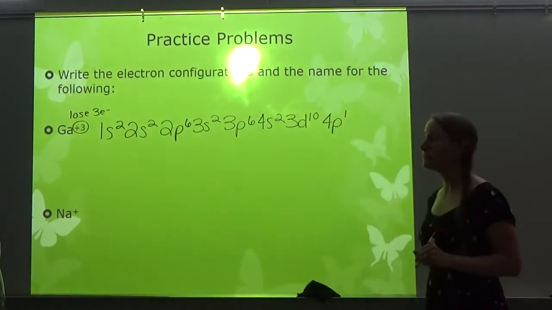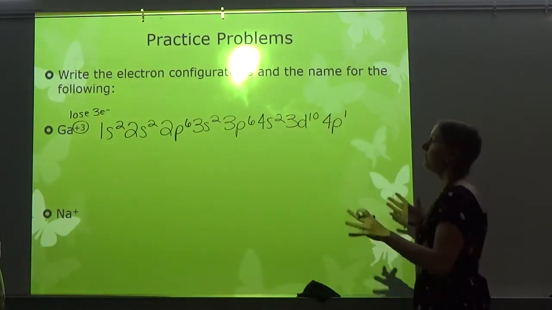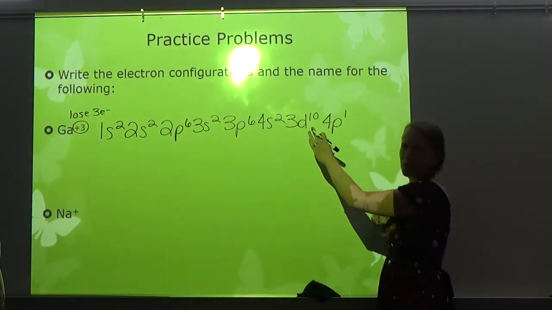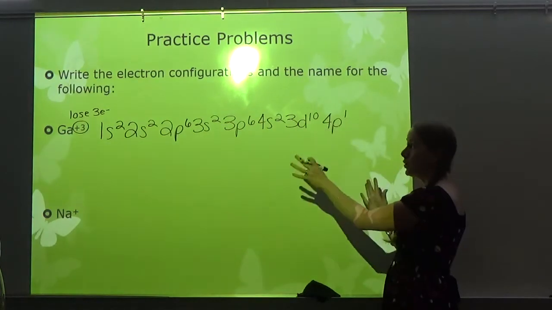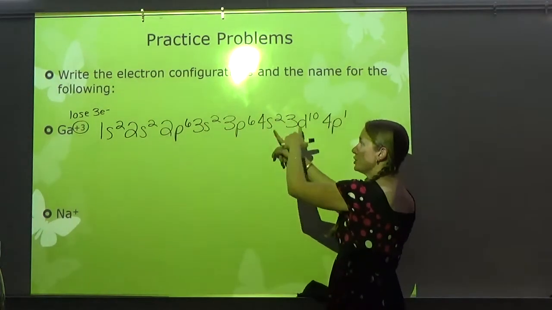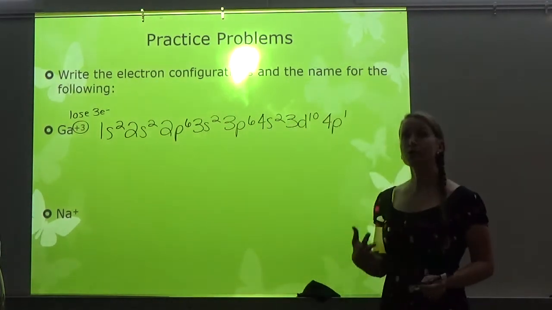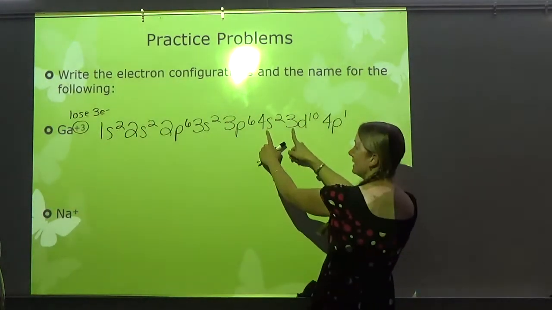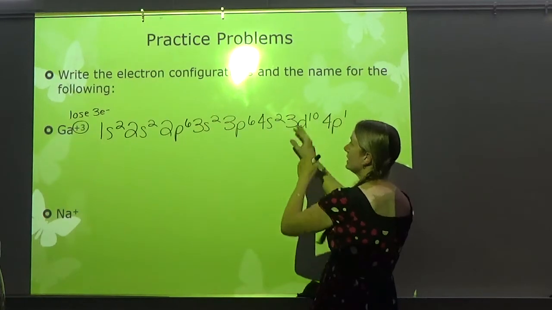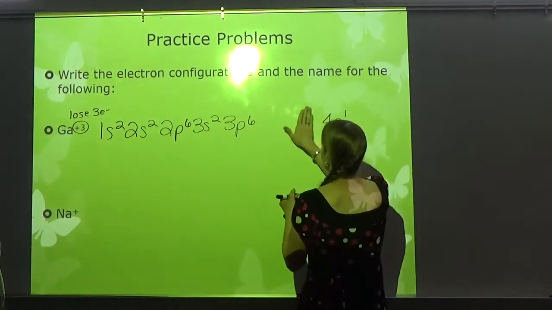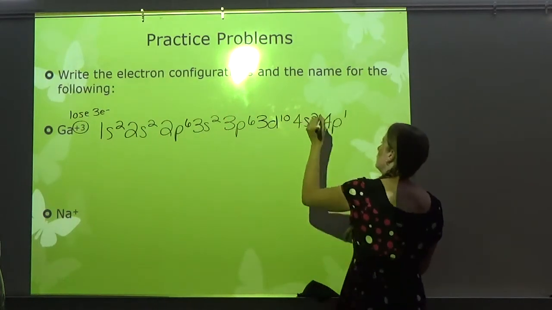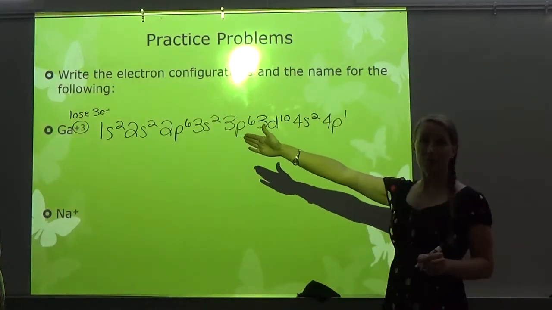All right, so we got a positive 3 charge. But before I start taking away, I obviously know I'm going to have to get rid of 4p, but then it's like, okay, well, did I take away from 3d? No, because we have not rearranged yet. Okay, so it's very important to rearrange before you start removing electrons. All right, so I need to rearrange and switch 3d and 4s first. So 3d10, 4s2.